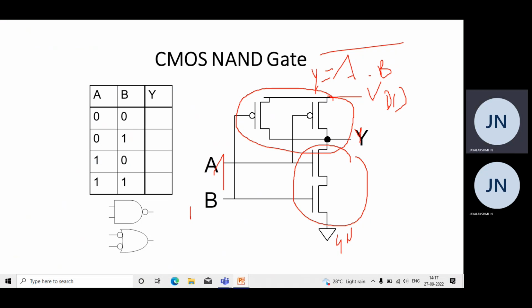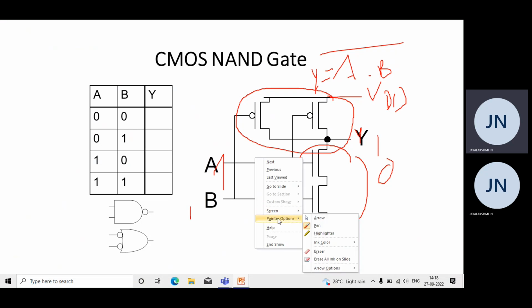So coming to the operation of the two input CMOS NAND gate, the condition is: if any one of the inputs is 0, the output is 1. When both the inputs are 1, the output is 0. So for the two input CMOS NAND gate, if any one of the inputs is 0, the output is 1. If both inputs are 1, the output is 0. So let us understand how this operation works.